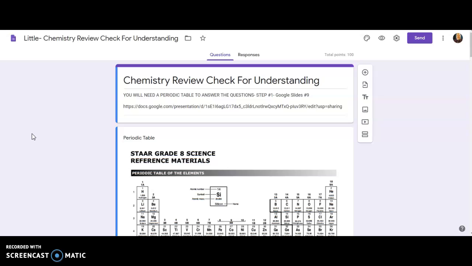Before we get started, make sure you understand that you need to get a 70 or higher to get credit for the assignment. And please make sure that you've gone through the necessary material and previewed and reviewed that to make sure you understand it before taking the check for understanding. Okay, so here we go.